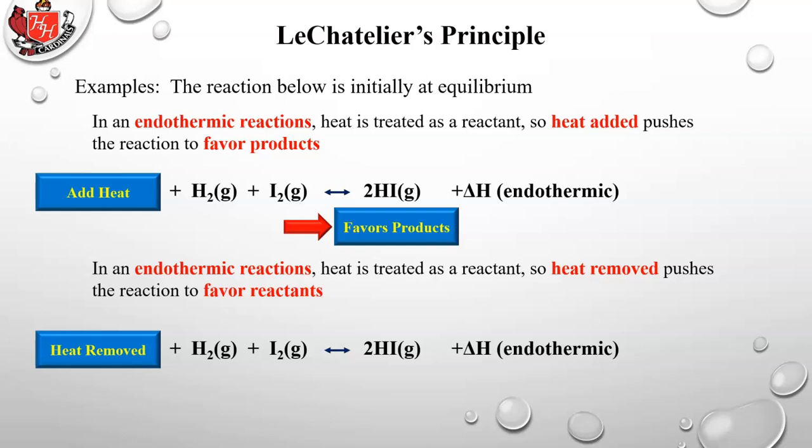In an endothermic reaction, heat is treated as a reactant. So heat removed pushes the reaction in favor of reactants. In other words, it needs heat to go from left to right. But if you take the heat away, then it's going to want to move from right to left. You're taking away basically one of its reactants. So it's making the room less crowded on the left side of the arrow, and so that means the reaction is going to move from right to left. That is, it's going to favor reactants. So this is for an endothermic reaction, one that wants to take in heat.